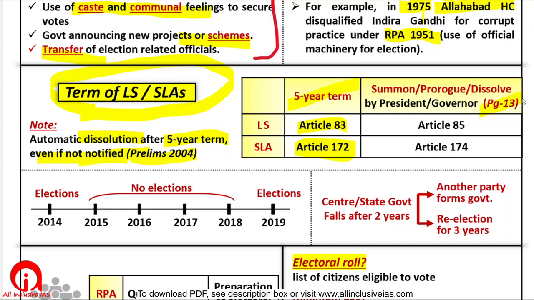Now on page 13, we already studied who summons, prorogues or dissolves the houses. The answer is the president or the governor, as given in these articles. So what is the difference between these three things? That we have already discussed on page number 13.